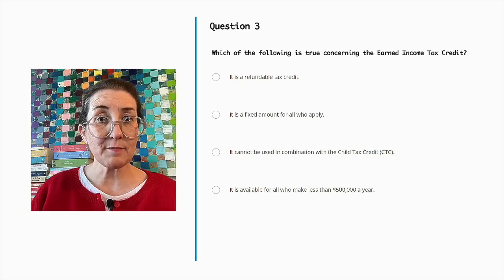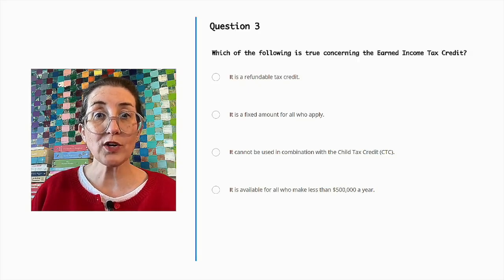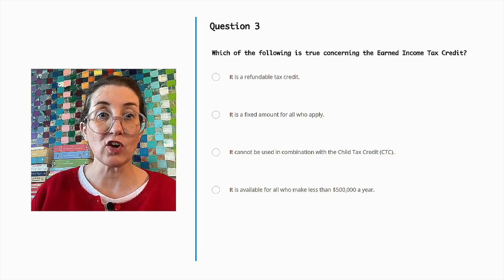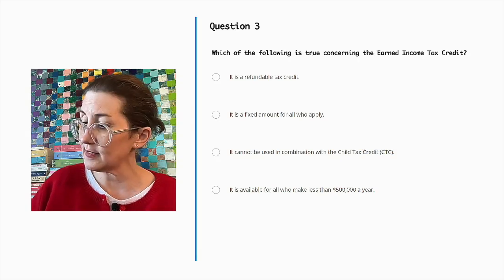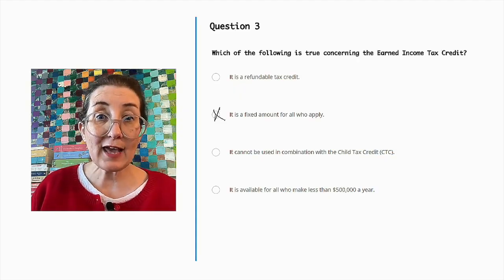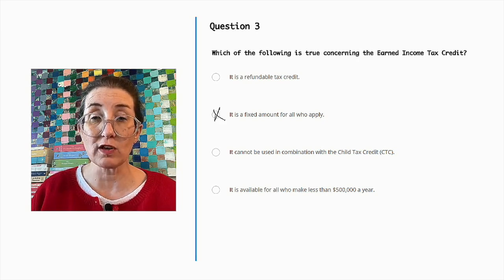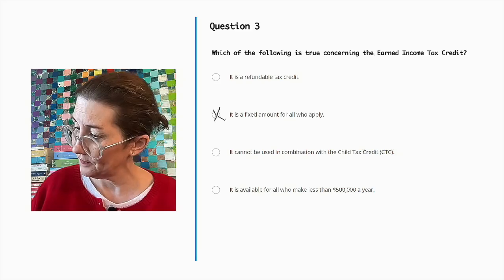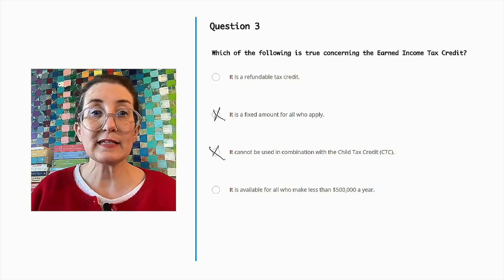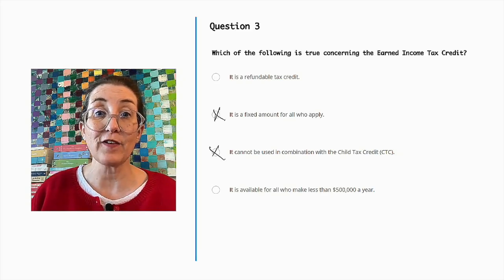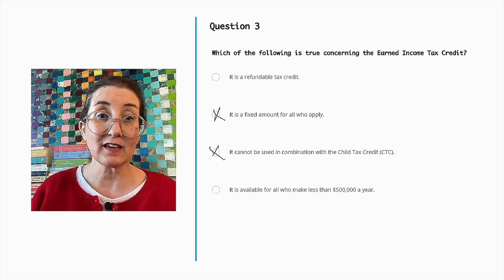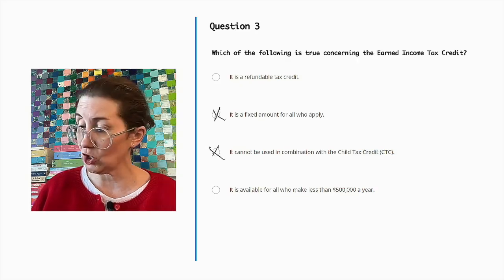It is a fixed amount for all who apply is not correct because the EITC amount varies based on income and family size. It cannot be used in combination with the child tax credit is also not correct because it can be used alongside the CTC. It is available for all who make less than $500,000 a year is incorrect as well because the income eligibility limits are much lower.